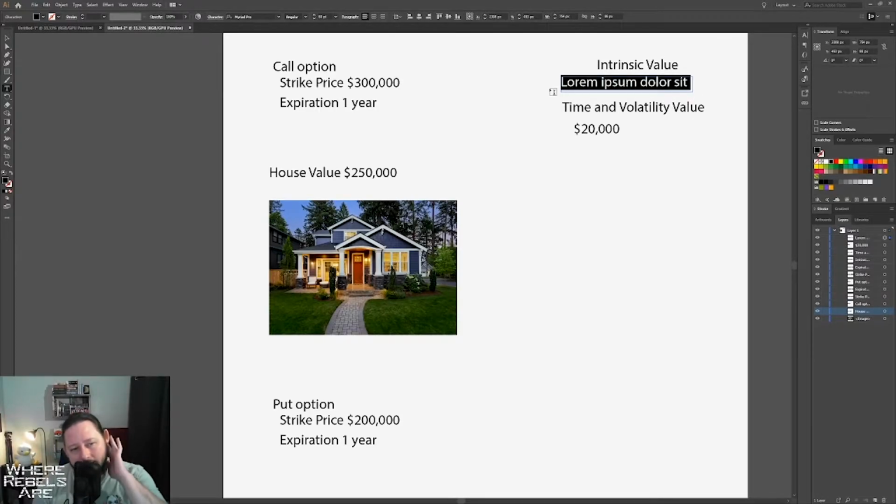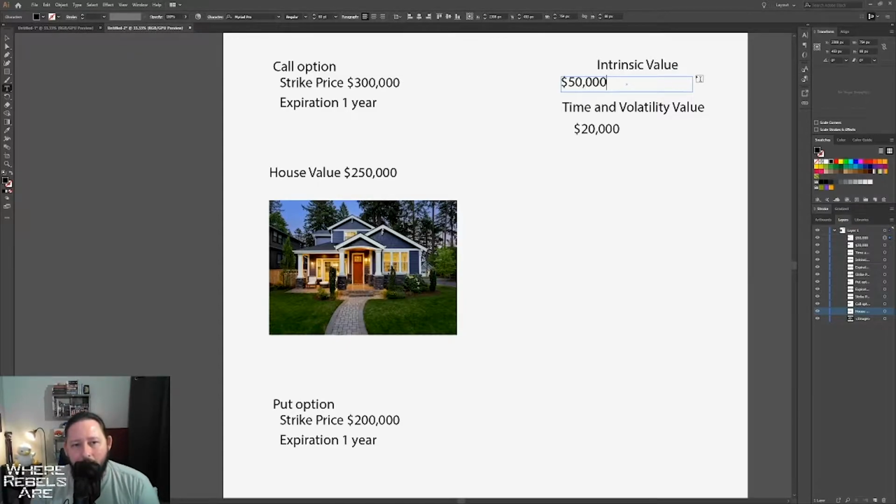The next thing is intrinsic value. What this value represents is if the numbers were flipped, as an example. Let's say the option's strike price was at 250,000, but the house itself was actually worth more, at 300,000. You'd have to flip the numbers here for it to make sense. So we're going to assume that the house is worth 300,000 and that the option's strike price is 250,000. Well, in that case, the call option would be considered in the money, and it would have an intrinsic value of 50,000.